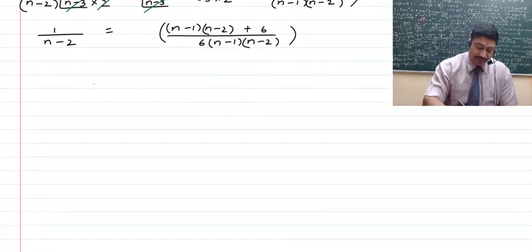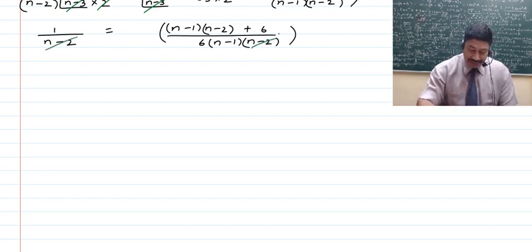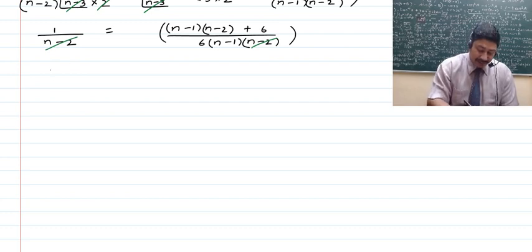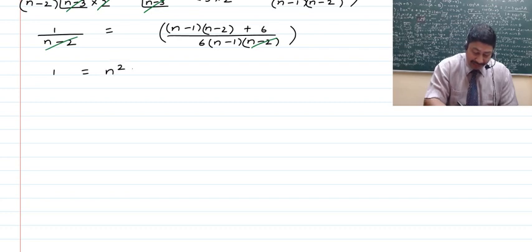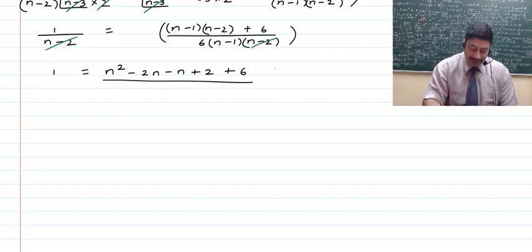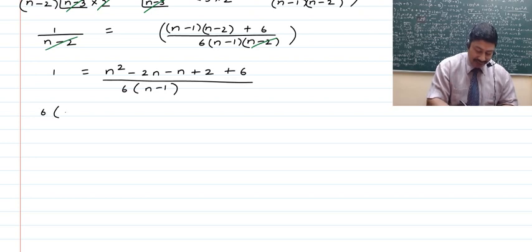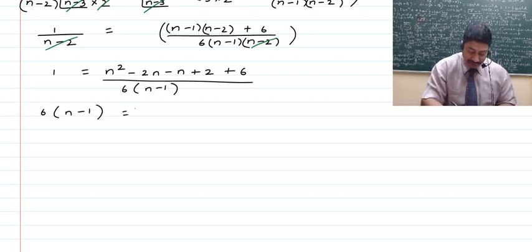So in order to solve this out, children, we get to see here that again (n minus 2) can be cancelled off from both the sides as it is in multiplication. Now on the left hand side, we are just left with 1, and on the right hand side, further we can write this as (n square minus 2n minus n plus 2 plus 6) divided by 6 times (n minus 1). Now we cross multiply, so we will now get 6 times (n minus 1) transposed to the left hand side, and the right hand side becomes n square minus 3n plus 8, right?